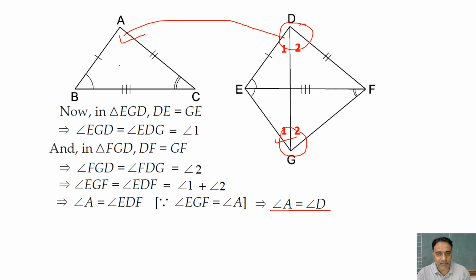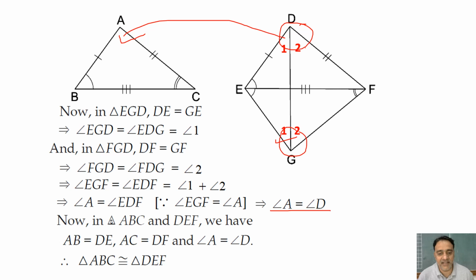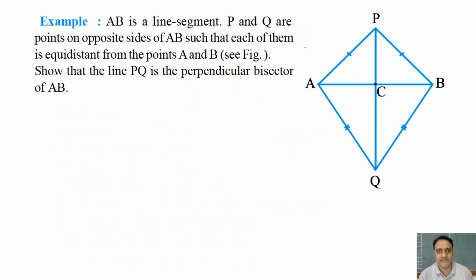So now I am going to take the original triangles both. AB is equal to DE, given. AC is equal to DF, that is also given. And angle A is equal to angle D, proved above. So therefore these two triangles are congruent by SAS criteria. Any doubt? No, sir. Okay. Now we'll see one example.